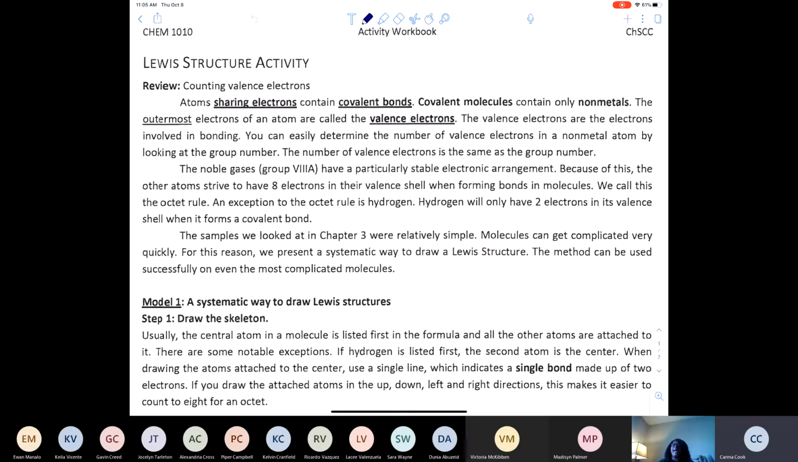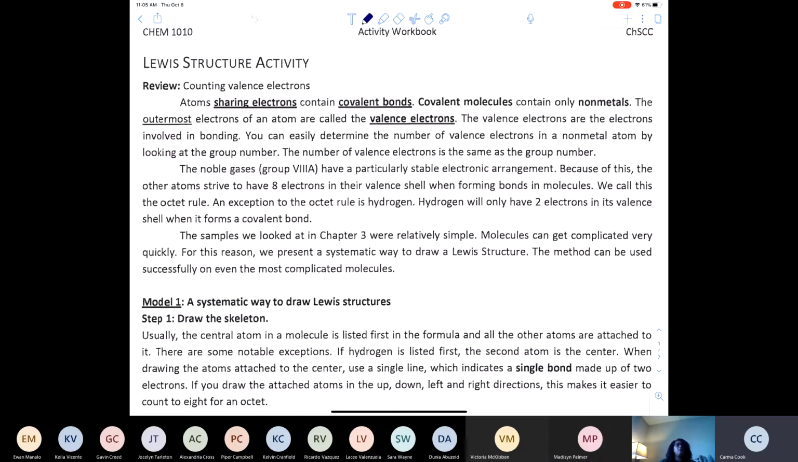Ionic compounds have ionic bonds. Ionic compounds consist of a metal and a nonmetal. And what happens to form an ionic compound is that the metal atom will donate one or more electrons to the nonmetal, and the ionic bond is formed as a result.